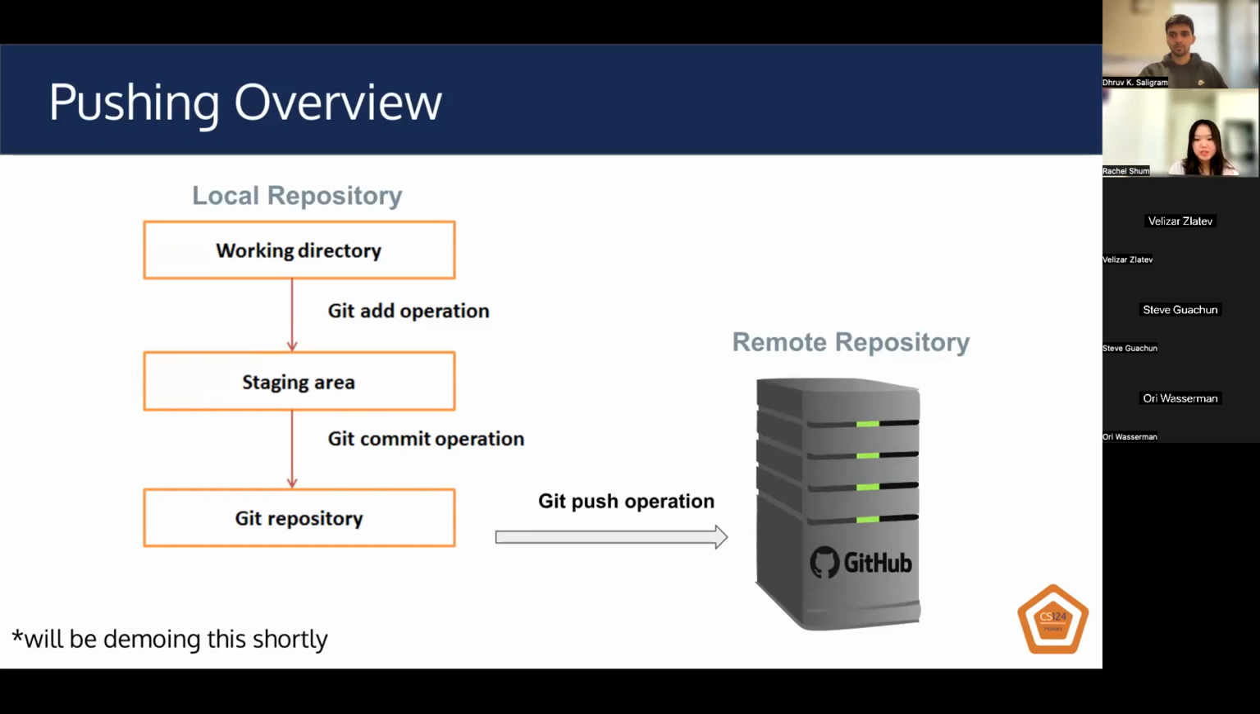Then you can use the git add operation to save your changes to the staging directory. This is where your work is saved, but you can still continue working on things and making changes. And then lastly, you can use git commit to commit and save those changes to your local Git repository. Once you're done with all of that, you're ready to push to the remote repository. That's when you use the git push operation. So now your teammates can also access your code.